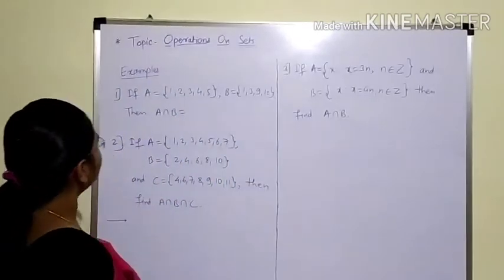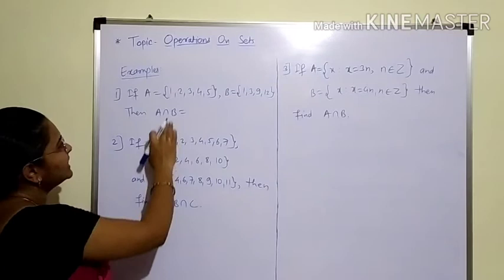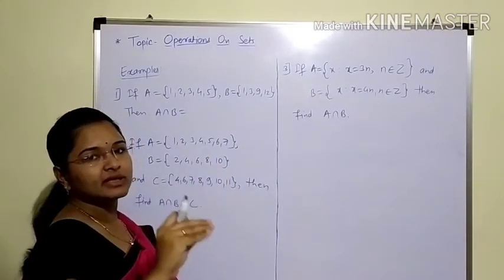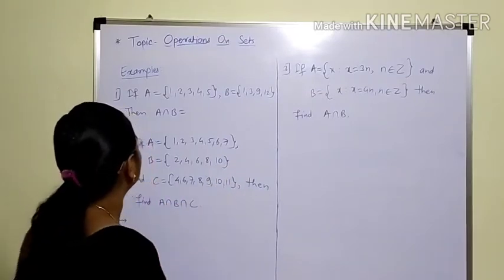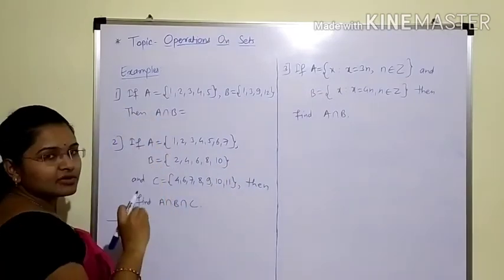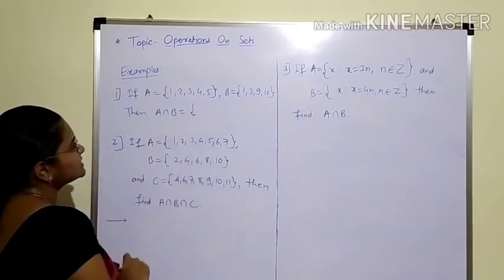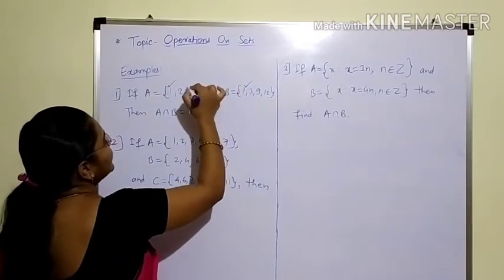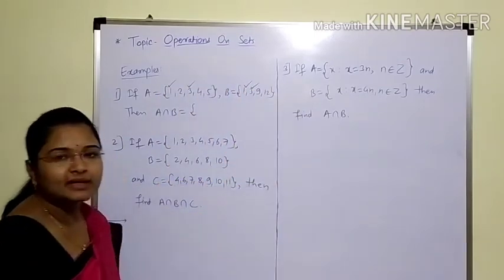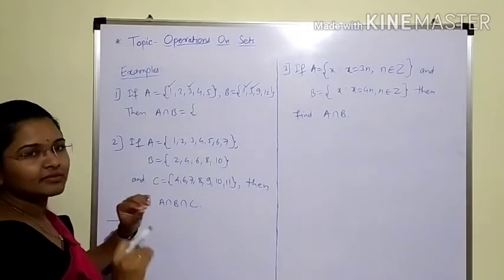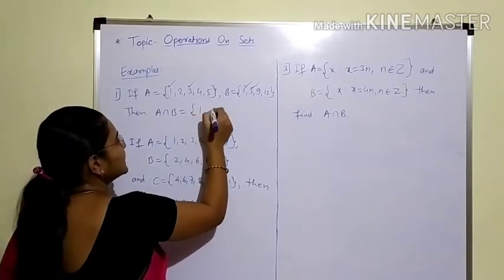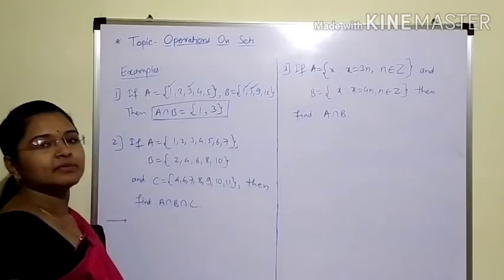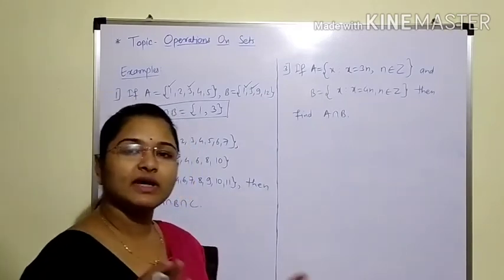The first example is, if set A has elements 1, 2, 3, 4, 5, and set B has elements 1, 3, 9 and 12, then A intersection B equals to. Now students, it is clear that only 1 and 3 are common in both the sets. So A intersection B will contain only two elements, 1 and 3.